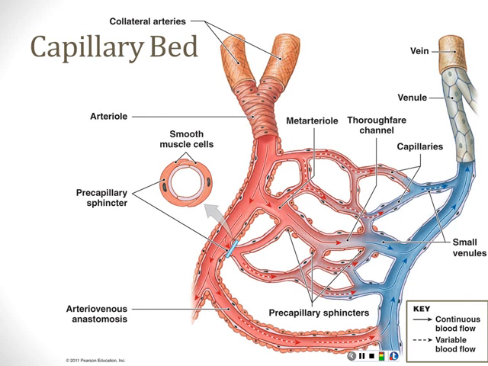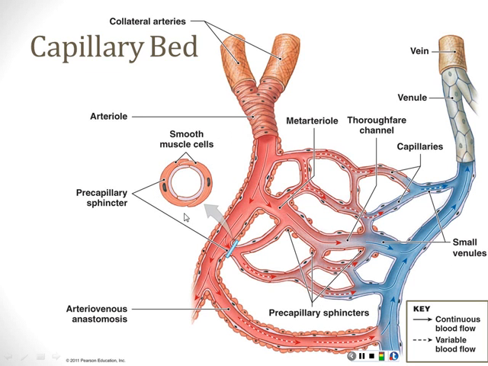So in the key here, you can see that there's areas of continuous blood flow like in the artery and vein here. And then there's areas of variable blood flow, which are spots that can be turned up or turned down by the arterial or what we call the precapillary sphincter.